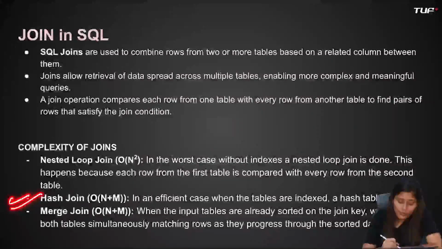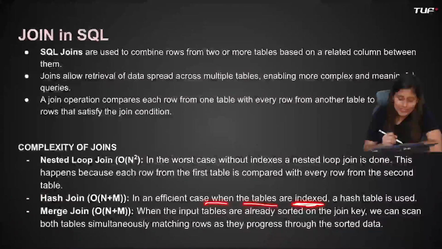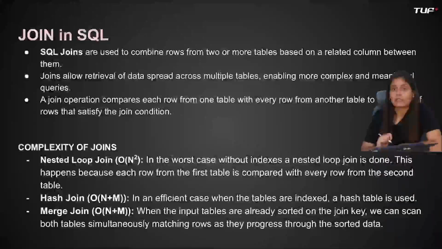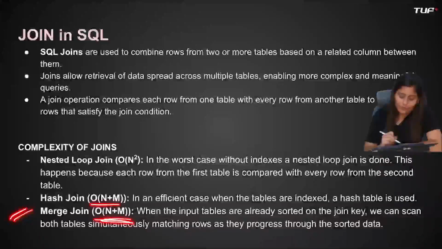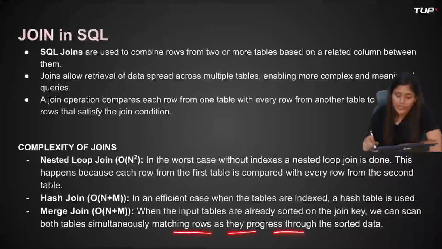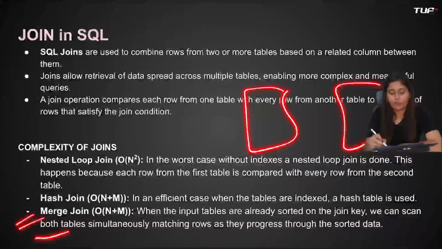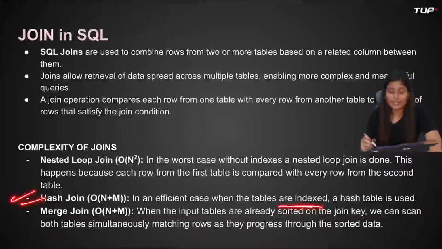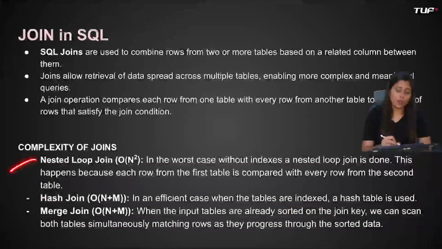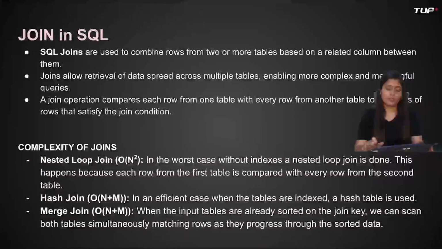But in the case of a hash join, we basically use an index to find the match, and indexing actually reduces the time complexity of fetching data. Next, the merge join. In both cases, the time complexity will be n plus n. Here the matching rows progress through the sorted data. In the merge join, the data will be sorted and then we apply the join condition. But in the hash join, we use indexing to find matches. So these are the different complexities of joins based on different conditions.